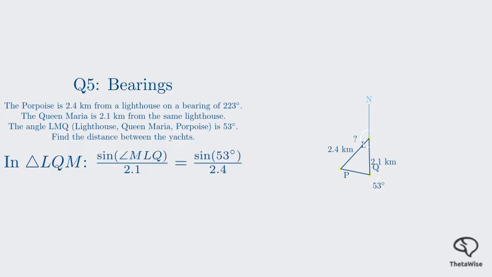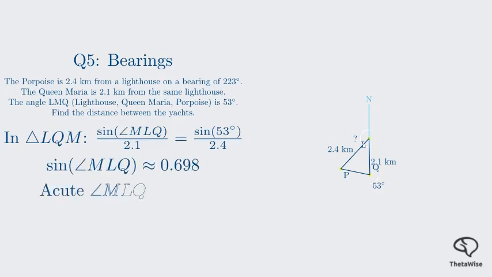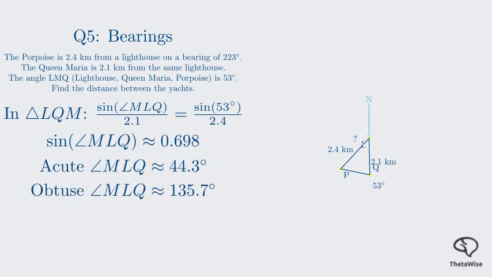Sin MLQ over LQ equals sin 53 over LP. This gives sin MLQ equals 0.698. The acute angle is about 44.3 degrees. The obtuse angle is 180 degrees minus 44.3 degrees, which is 135.7 degrees.